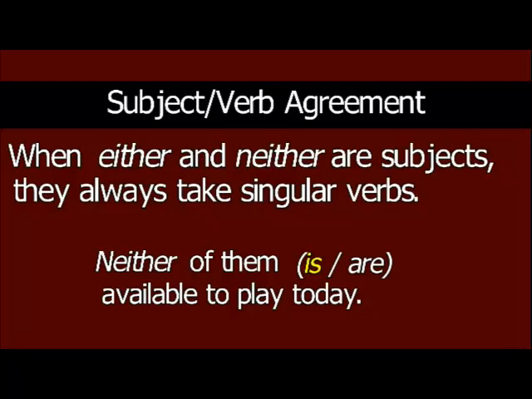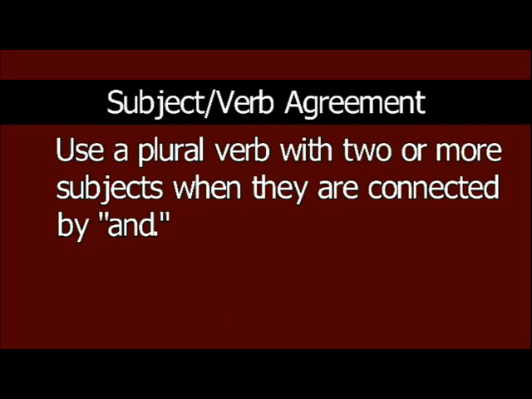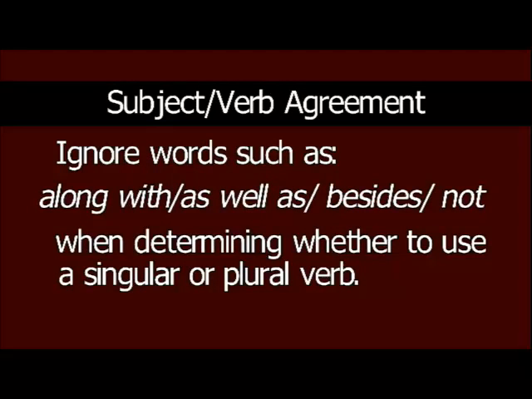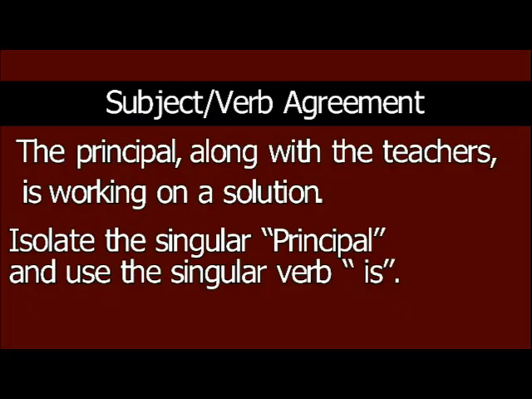Also, when either and neither are subjects, they also take singular verbs. Neither of them is available to play today. Use the plural verb with two or more subjects when they're connected by and. A man and a monkey are types of mammals. Ignore words such as along with, as well as, besides, or not when determining whether to use a singular or plural verb. The principal, along with the teachers, is working on a solution. Ignore the along with the teachers part and isolate the singular principal and use the singular verb, is.